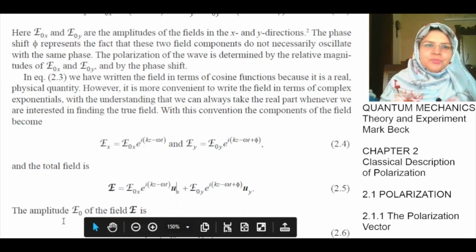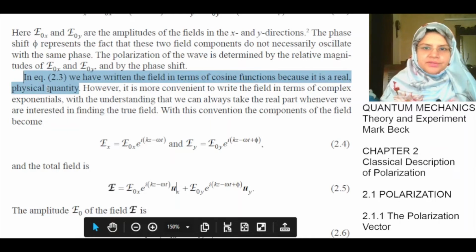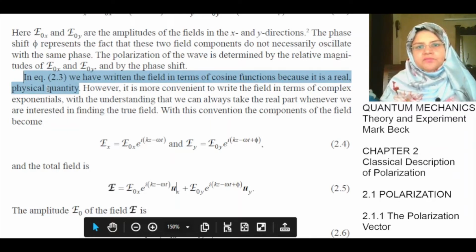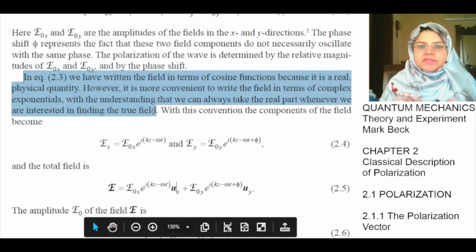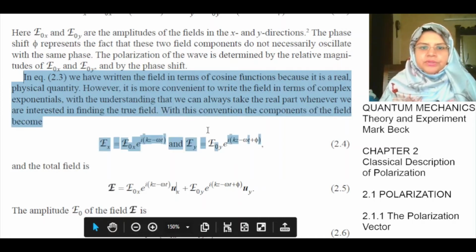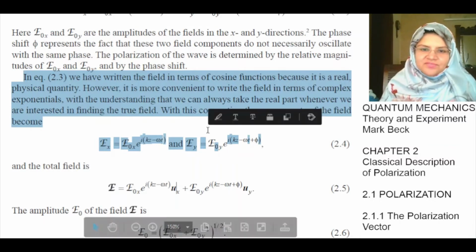In equation 2.3, we have written the field in terms of cosine functions because it is a real physical quantity. However, it is more convenient to write the field in terms of complex exponentials with the understanding that we can always take the real part whenever we are interested in finding the true field. With this convention, the components of the field become E_x equal to E_0x exp(i(kz minus omega t)) and E_y equal to E_0y exp(i(kz minus omega t plus phi)).